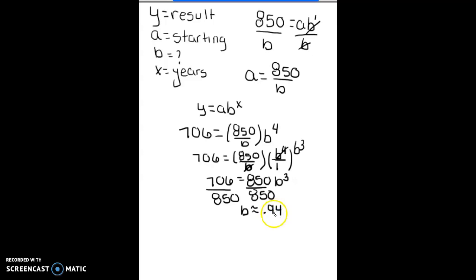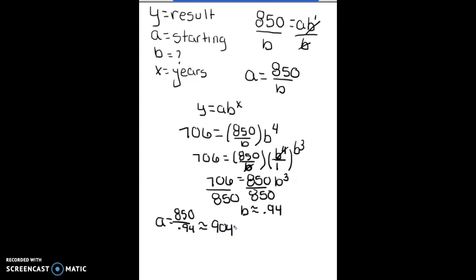Well, then we have to take that and figure out what the a value is, because we have to figure out what the entire rate is. So we have to figure out a. So a, from up at the top, was 850 divided by the b value. So I'm just going to plug that in. And we get that approximately a is somewhere around 904.